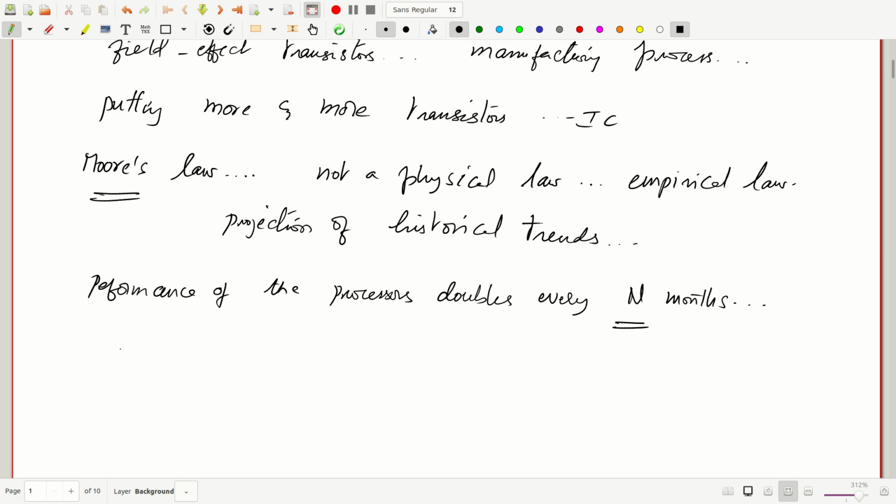The n initially started off around the 1980s at about 12. That is, every year the performance would double. Now, as we saw, the performance growth has degraded to 20% per year later on. So the n has to increase to 18, and it settled around early 2000 at about 24 or so. That is Moore's law, which somehow governs this increase in performance of the processors.